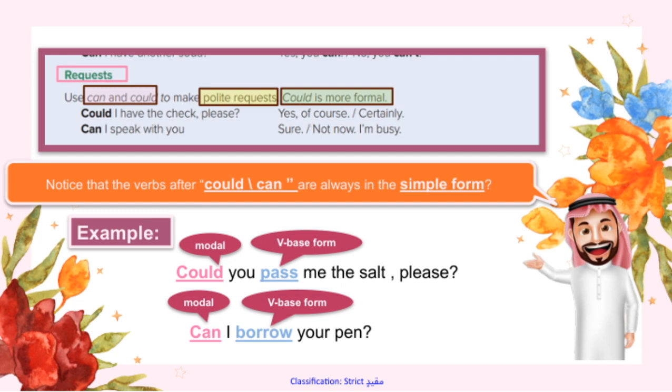Notice that after can or could, the verb is always in its simple base form. This structure keeps the sentence straightforward and polite. Remember, using can is usually more casual, while could sounds a bit more polite or formal. Mastering this pattern helps us communicate clearly and politely in everyday situations.